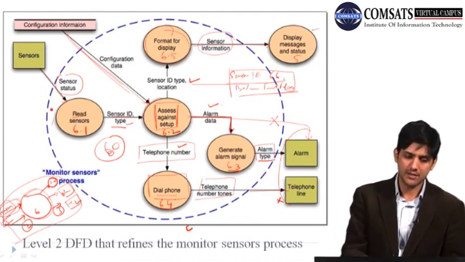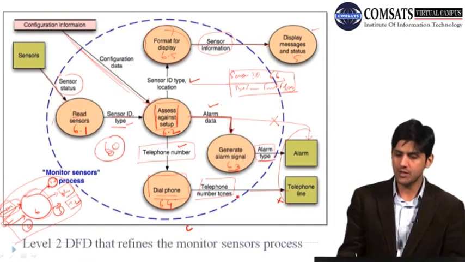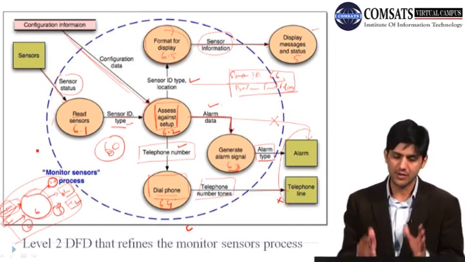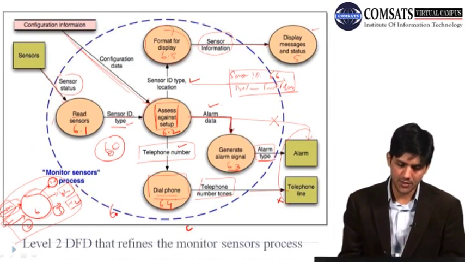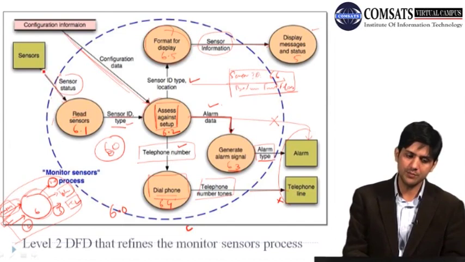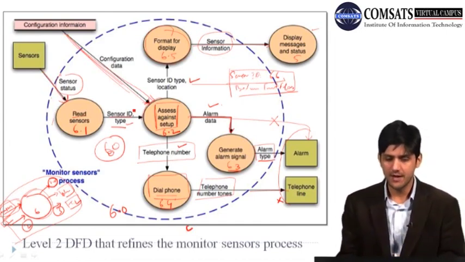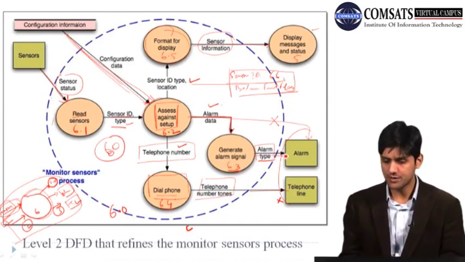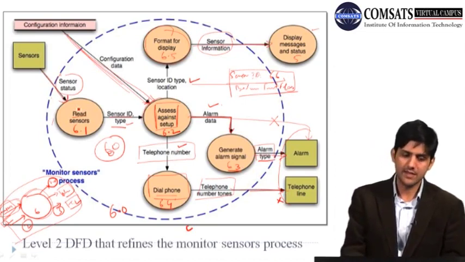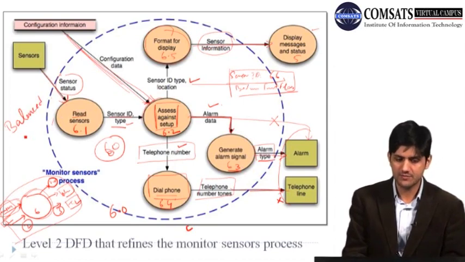This dashed, or broken, oval around these sub-processes indicates the boundary of process number 6. So what I can count here is that there are 2 inputs, or 2 inflows, to the sub-processes of process number 6, and then there are 3 outputs, 1, 2, and 3. So I can safely say that this DFD is balanced. So this is fine.